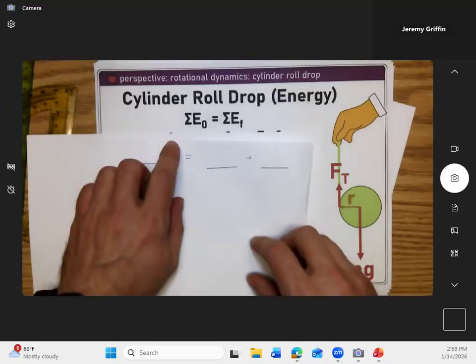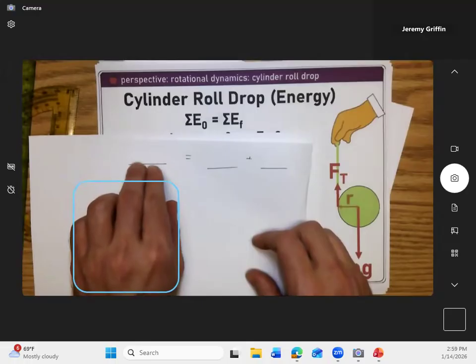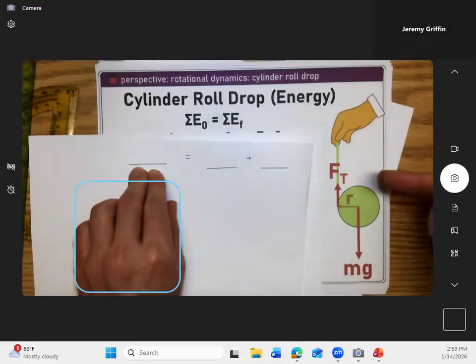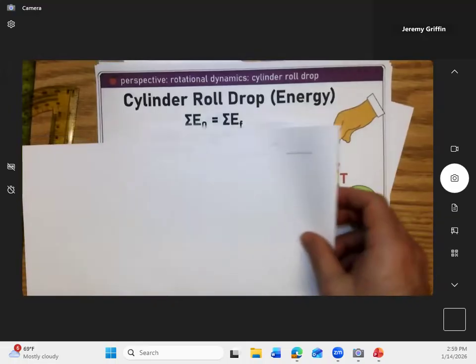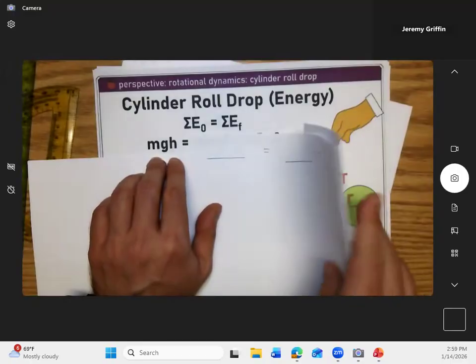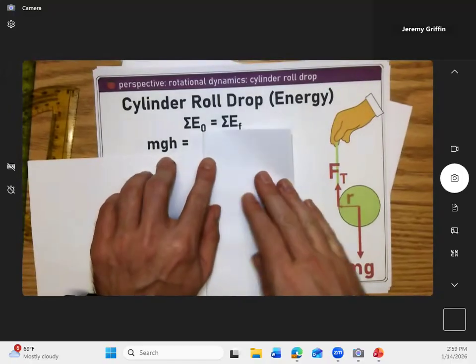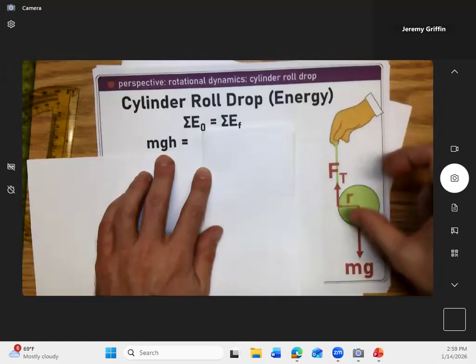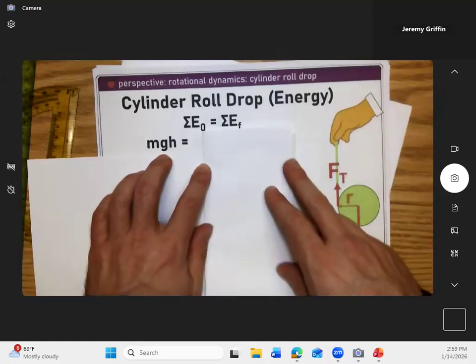What do you guys think is probably the source of the energy right here? MGH. Yeah, MGH, probably the same as the last scenario, right? The fact that this toilet paper roll is falling. And as it's falling, it's unraveling. It's really thin paper, so the radius probably doesn't change a whole lot. Wouldn't worry about that so much.